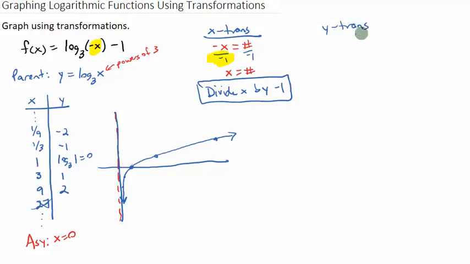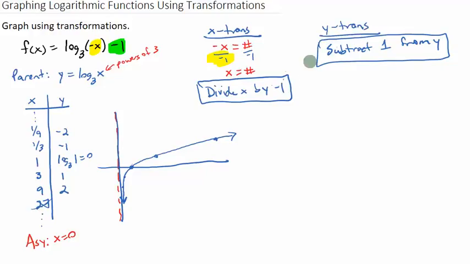Y transformations happen outside of the x part, so outside of the log. So that's the minus 1. And y transformations are simple. They're just what you see. So my y transformation is subtract 1. And since it's a y transformation, I'll say subtract 1 from y. Okay?